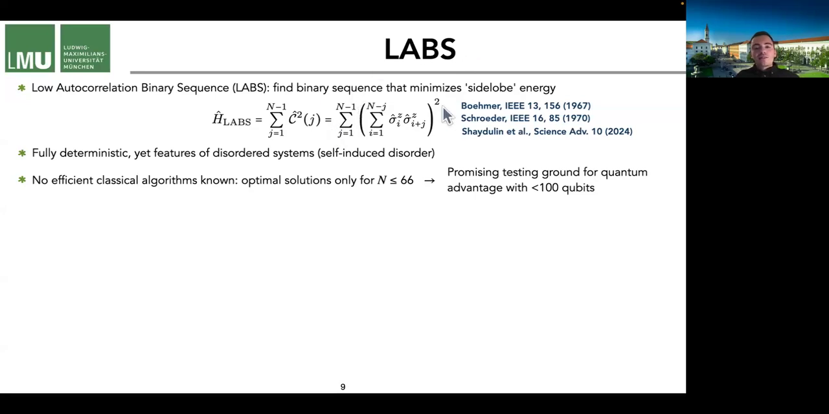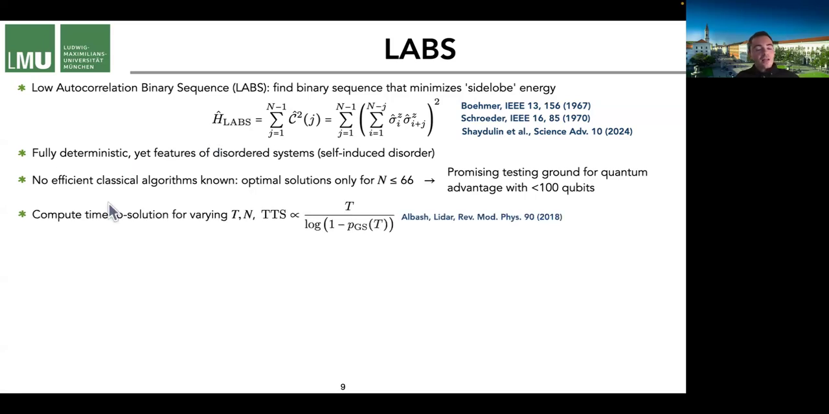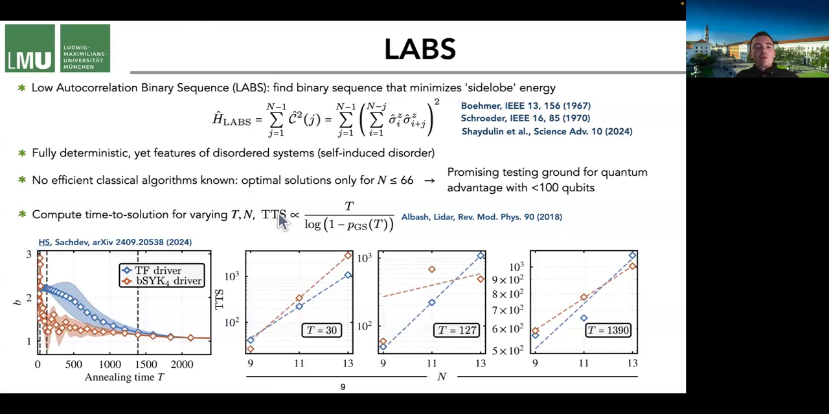And so now we want to test if our bosonic annealing schedule gives us better results compared to the transverse field. And what we do here is to compute the time to solution for varying annealing times and varying system sizes n, which we compute here according to the standard formula. And then we compare the two different annealing schedules. And here on the right-hand side, these three plots show you different scaling behaviors for different annealing times.